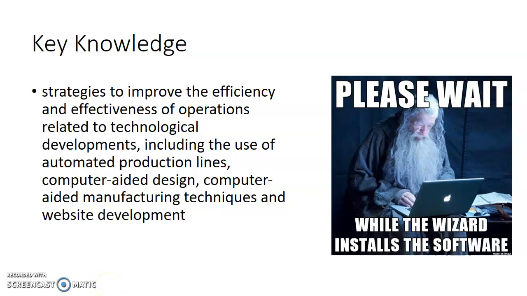Okay, so our next key knowledge point is strategies to improve the efficiency and effectiveness of operations related to technological developments, including the use of automated production lines, computer-aided design, computer-aided manufacturing techniques, and website development. Okay, so we are going to discuss all of them in a bit more detail in our next slides. So let's start with the words first.